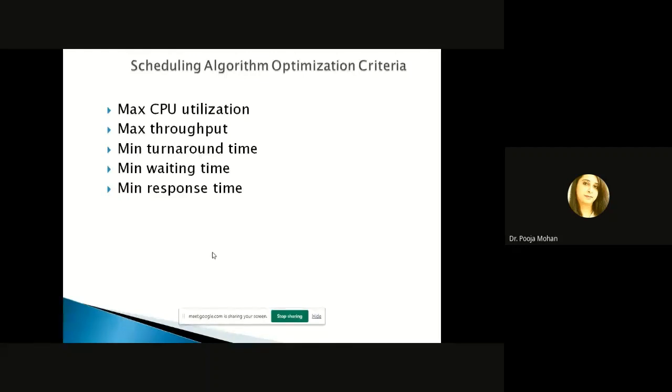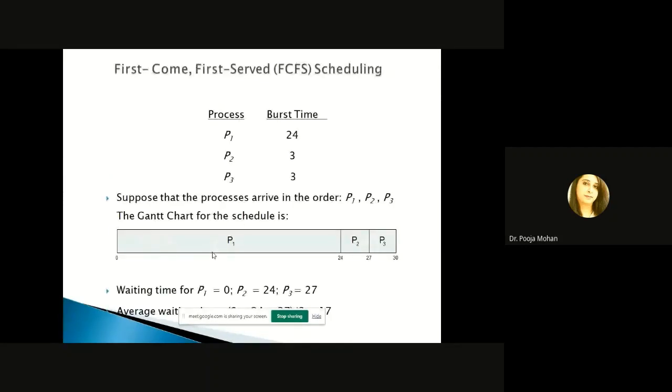According to this, we have divided our algorithms into various parts, and these are first come first serve scheduling, FCFS. Then we have shortest job first, priority scheduling, round robin scheduling, multi-level queue scheduling, and multi-level feedback queue scheduling. These scheduling algorithms are in your syllabus. So first we will start with FCFS.